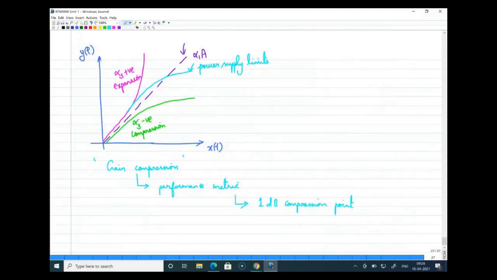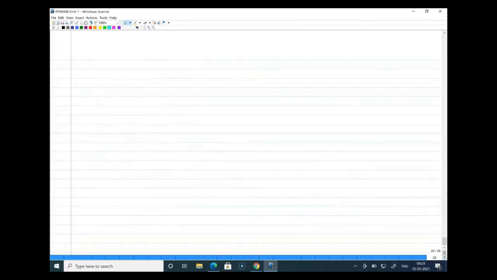I'll wait for your questions after discussing this 1 dB compression point. So let's discuss this performance metric to characterize the gain compression behavior.